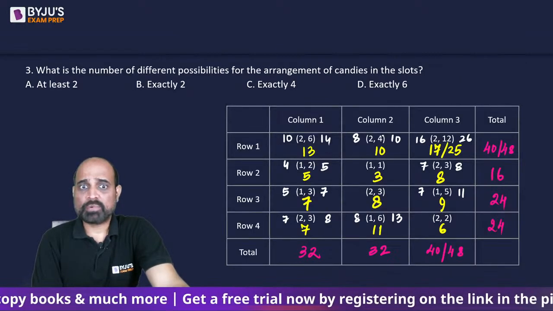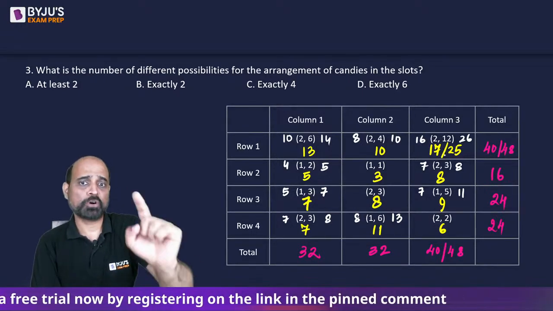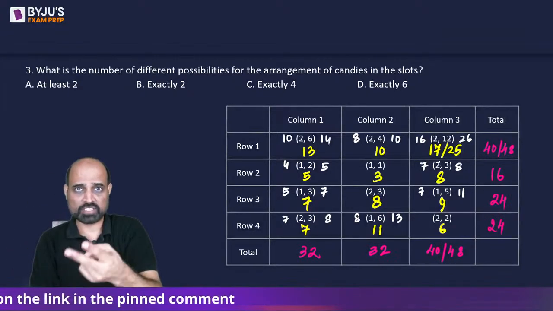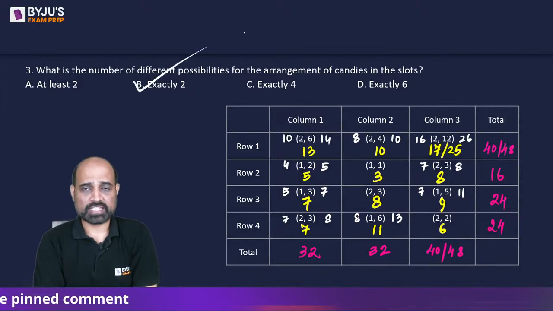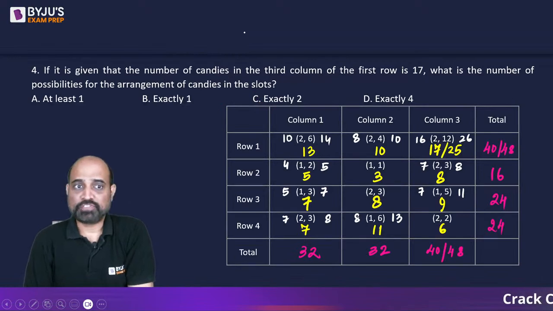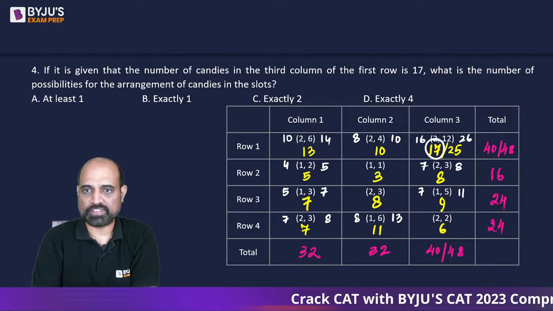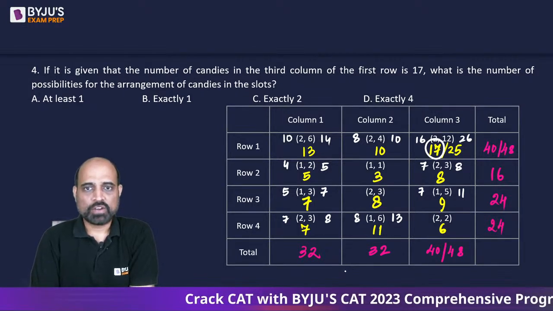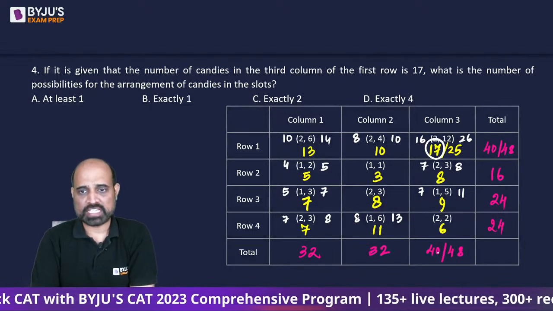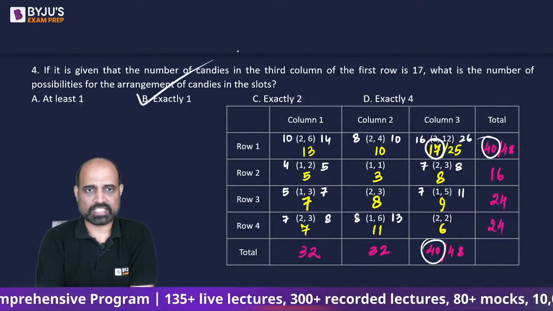Okay, what is the number of different possibilities for the arrangement of candies in these slots? So can we say, depending upon first row, third column, if it is 17, we will get one answer. If it is 25, we'll get one answer. So 2 possibilities. So exactly 2. Okay. Next, if it is given that the number of candies in the third column of the first row is 17, then what is the number of possibilities for the arrangement of candies in the slots? Unique, if it is 17, this will be 40, this will be 40, और बाकी cells तो fix हैं. So exactly 1.